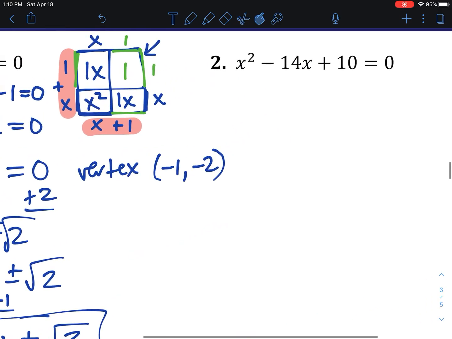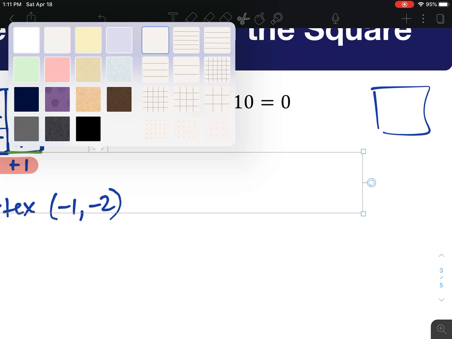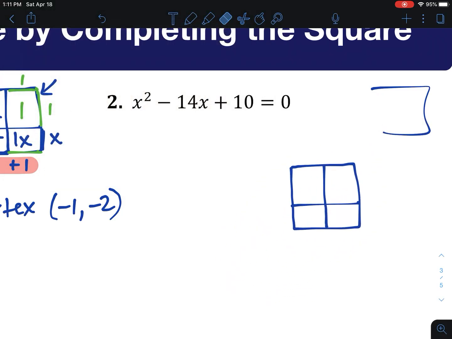Okay, a little bit faster now for the next one. So again, let's think about this square. I think I had it copied. Let's paste that in. Oops. I did. See, look at that. Cool.